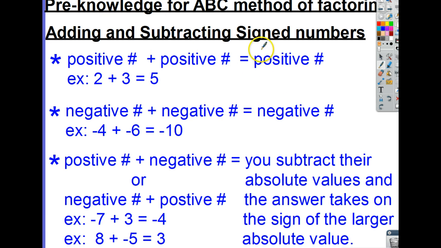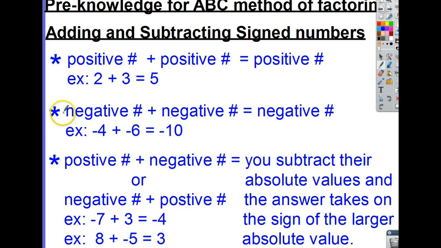So here's what we're looking at right here, our pre-knowledge of the things that we need to know to be able to do the AC method. Okay. So I want to talk to you first about the adding and subtracting of signed numbers. Okay. So we know here's some bullet points right here. So we know that a positive number plus a positive number, we always get a positive number. An example of that is 2 plus 3 is 5.